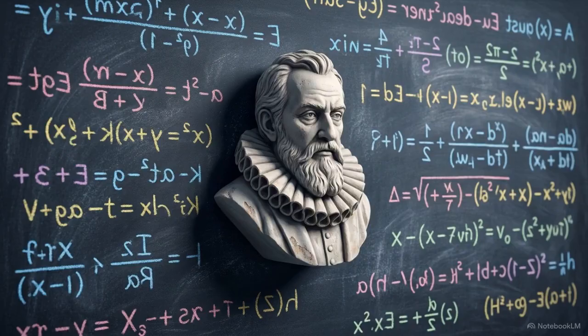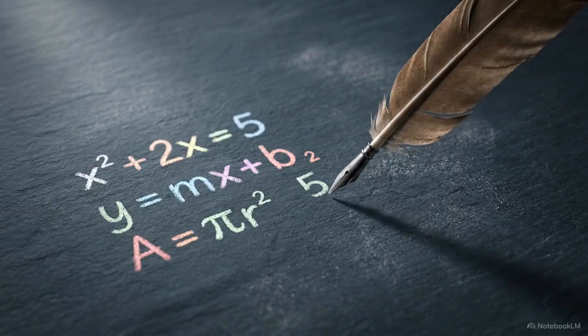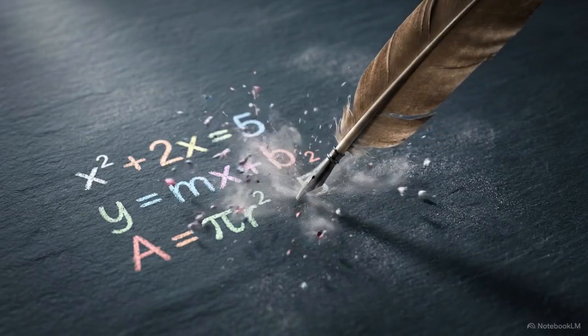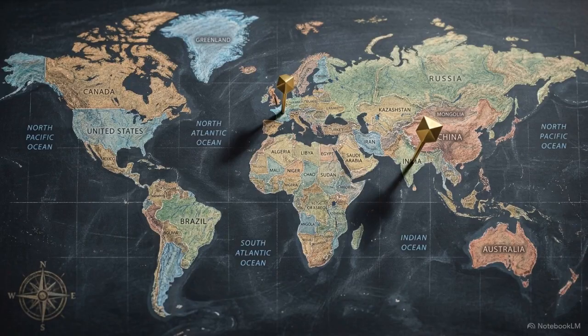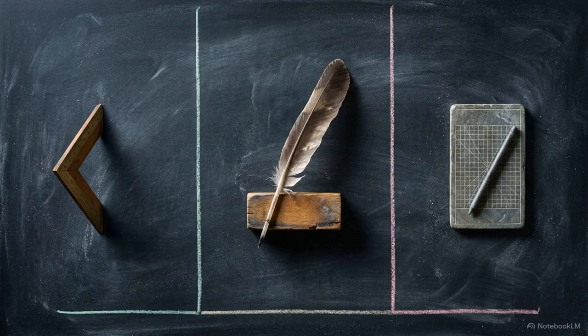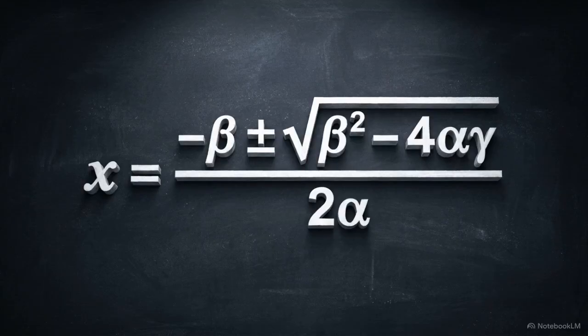Finally, the English analyst Thomas Harriot worked entirely in reverse. He assumed the answers were already known and used them to reconstruct the original coefficients of the equation. 3 different centuries, 3 different continents, and 3 entirely different methodologies. Yet all 3 men converged on the exact same formula.